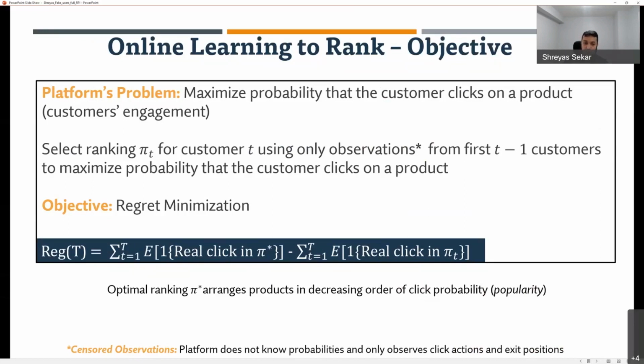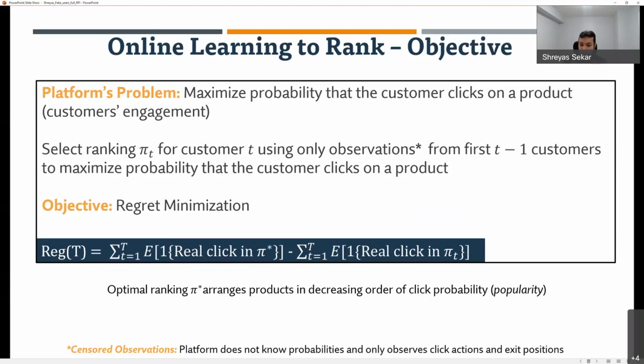So in other words, I get to see what products they viewed and whether there are any clicks at all. Now, using the data, the clicks and the views for the first T-1 customers, I have to select a ranking for the next customer. A ranking is just an ordering of the products. And remember, the ordering matters a lot, right? Because consumers can exit in the middle. So really, by choosing a suboptimal ordering, I can lose out on many, many customers.